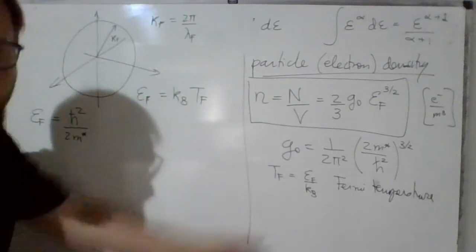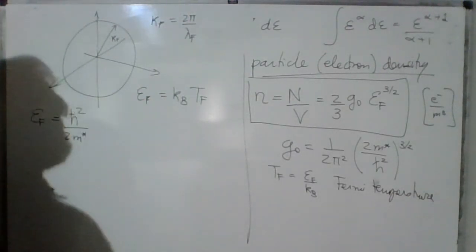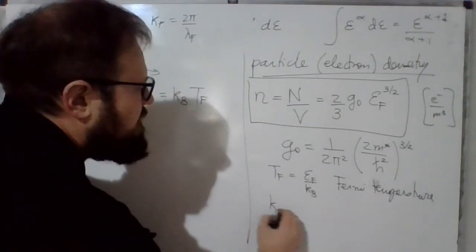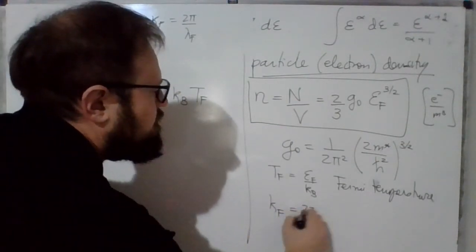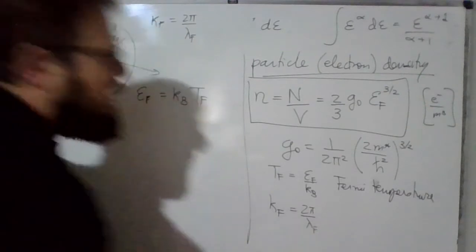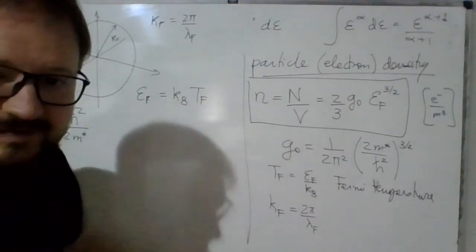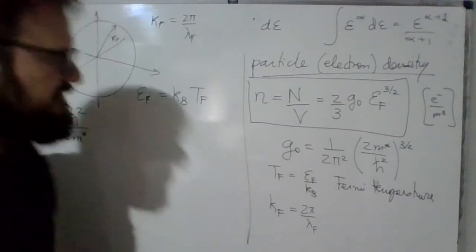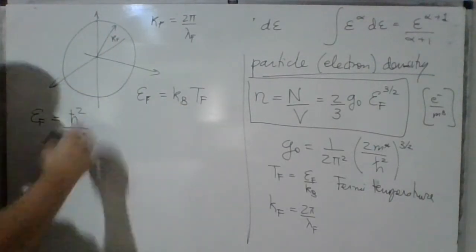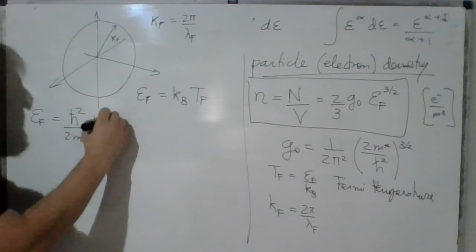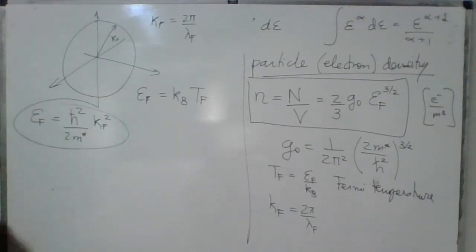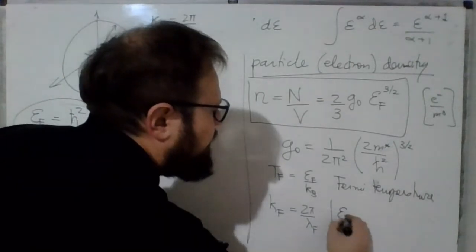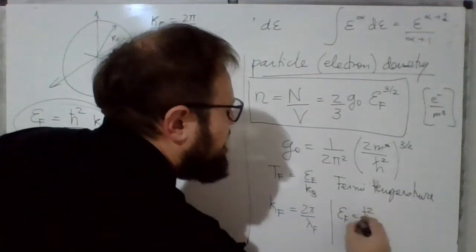In Kelvin, okay, it's absolute value. And the Fermi wavelength is just related to the wave number, and the wave number is related to this relation here. Okay, this is another possibility of defining the Fermi energy.